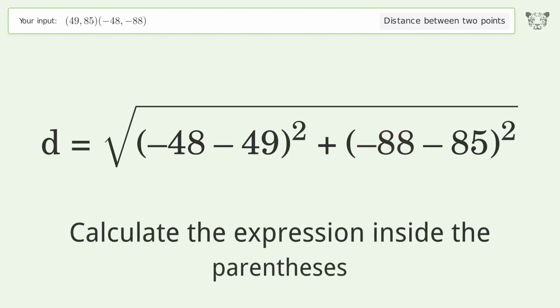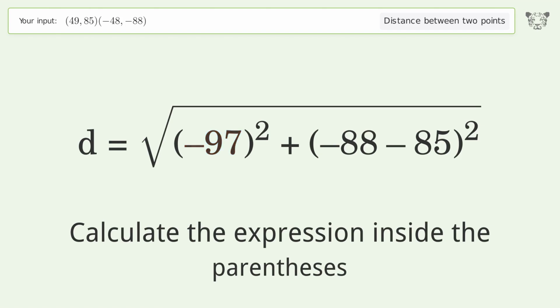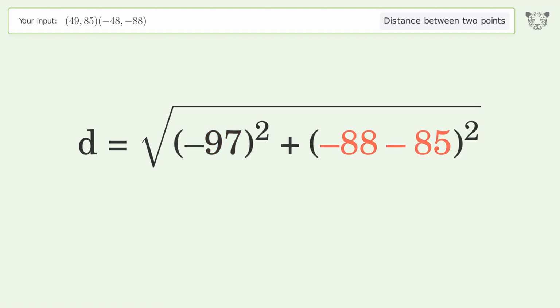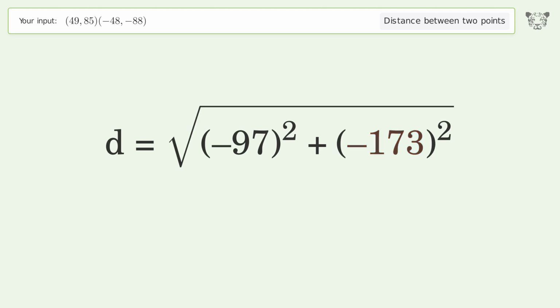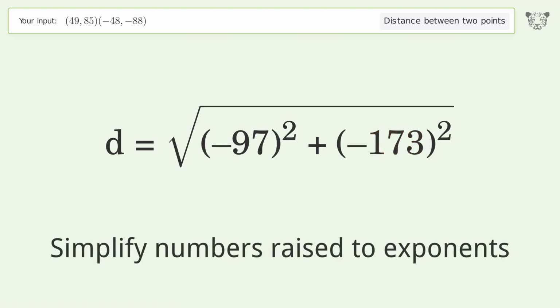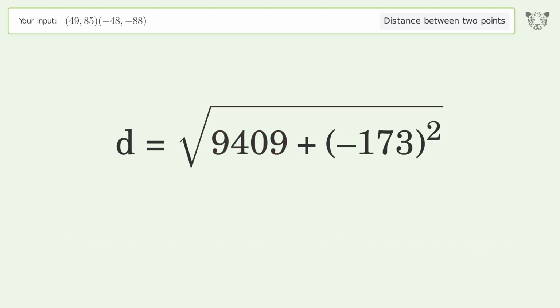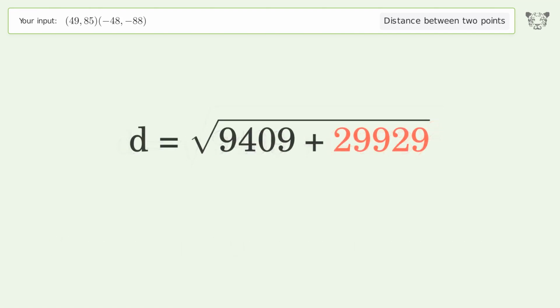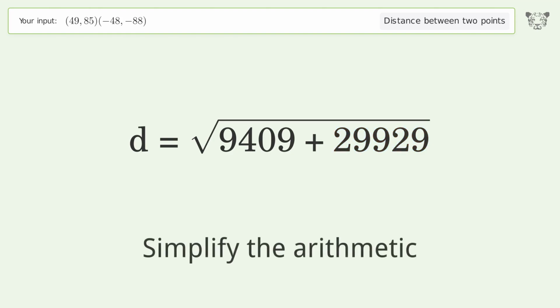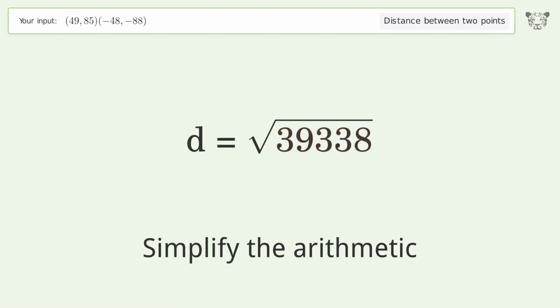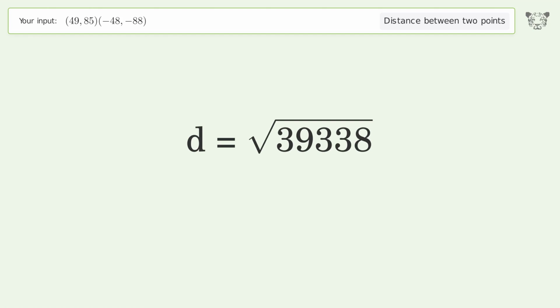Calculate the expression inside the parentheses. Simplify numbers raised to exponents. Simplify the arithmetic. And so the distance between the 2 points is the square root of 39,338, or 198.338.